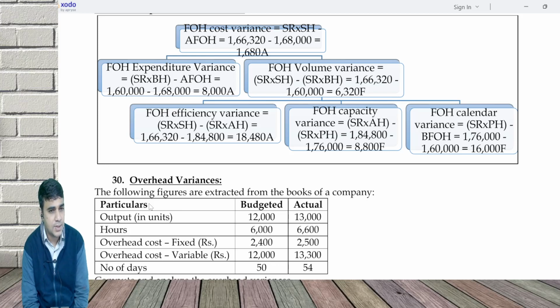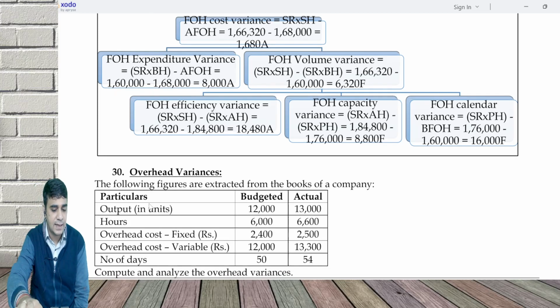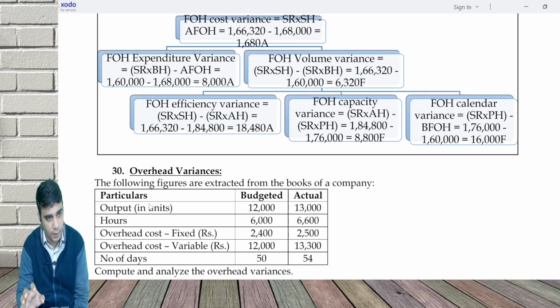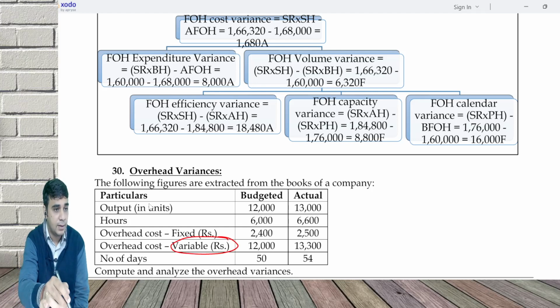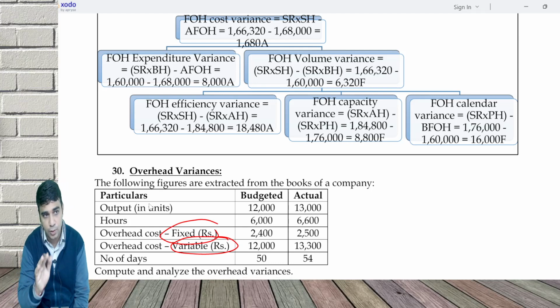Okay, nothing much in the question. Straightforward direct data is given. It is basically asking us to calculate overhead variances. Fixed is also to be done, variable is also to be done. Both are required, because there is data on variable, and there is also data on fixed. So first we will do variable overhead, where you don't have multiple scenarios. In fixed we have two situations, one with calendar and one without calendar. In variable all those issues are not there.